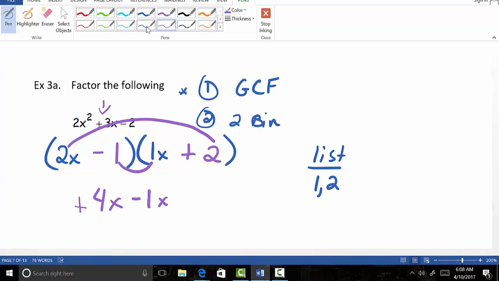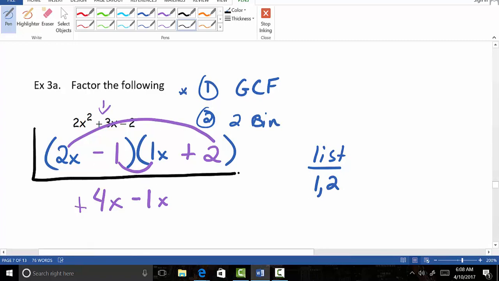So positioning, that's really the point of this particular example. Positioning definitely matters. We had to notice that we had to swap the 1 and the 2 just to actually make this work. Okay, but this would be our final factored form. Again, though, that is example 3a from our 4.3, 4.4 set.